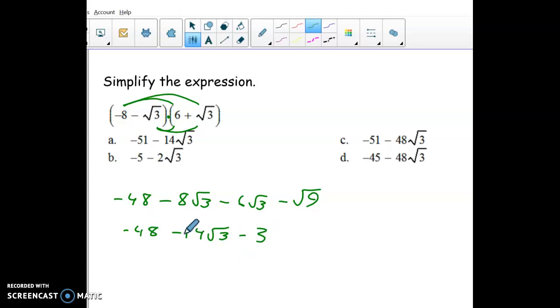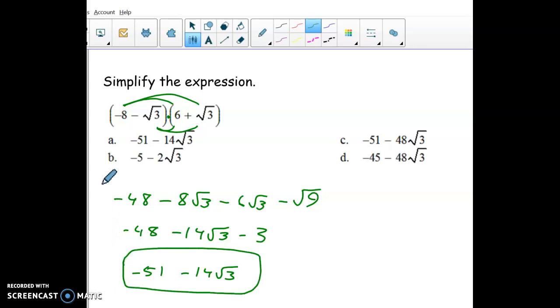Okay, and then the negative 48 minus 3 is negative 51. And then we still have negative 14 root 3. All right, so that's our cleaned up version. Looks like answer A is the right choice.